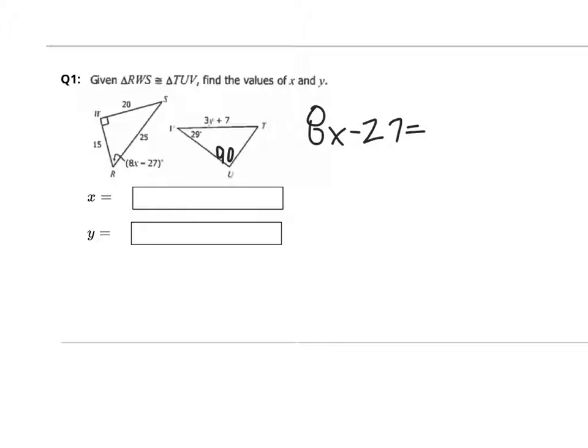Now to solve for y, it is VT. Alright, so VT is the first and third point, so that's going to correspond with RS. Alright, and RS is 25. So you're going to take the 3y plus 7 and set it equal to 25. So solve each of those for the letters.